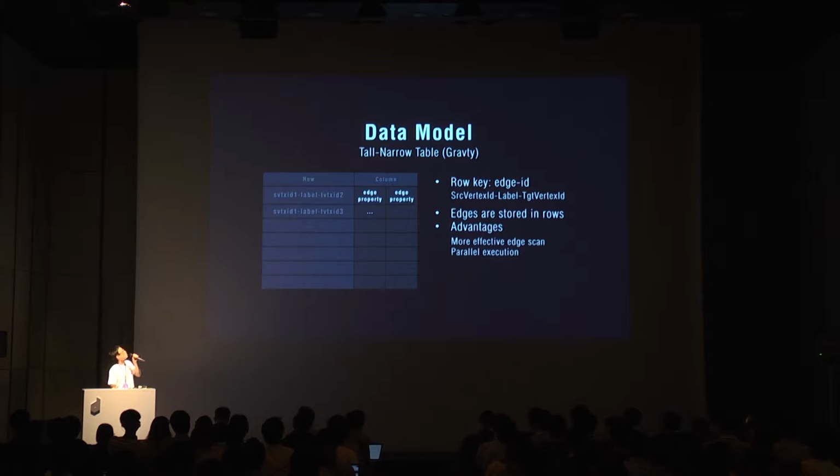Gravty uses a tall table. This table stores edges in a row and uses edge ID as a row key. It is composed of source vertex ID, a label for edge type, and target vertex ID. A tall table is the better choice when using HBase because HBase splits a table by its rows. So this table can scan edges more efficiently and is better at parallel execution.